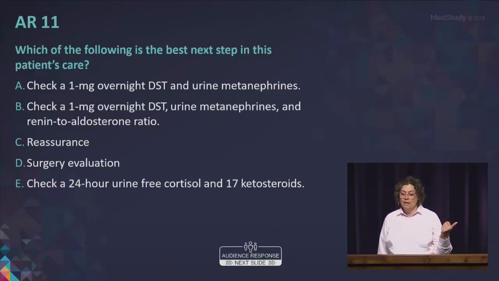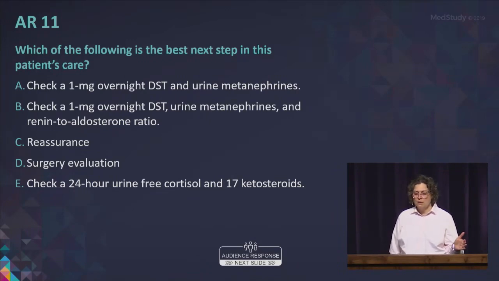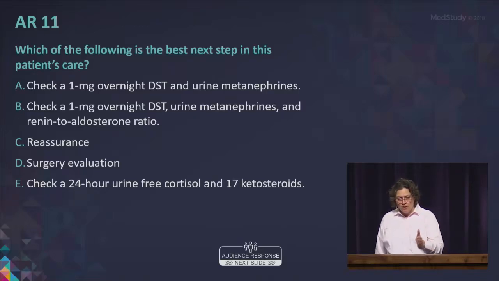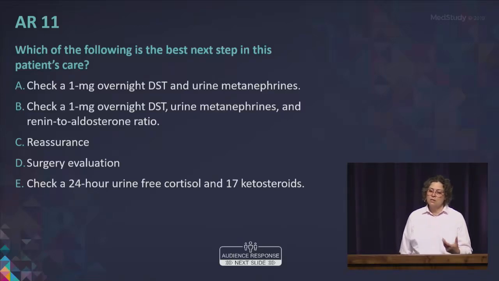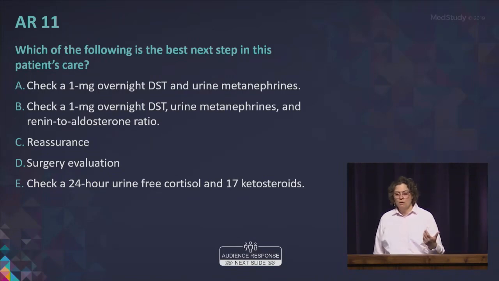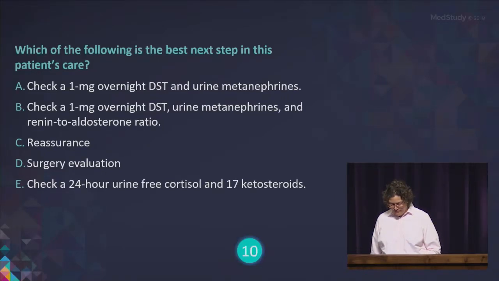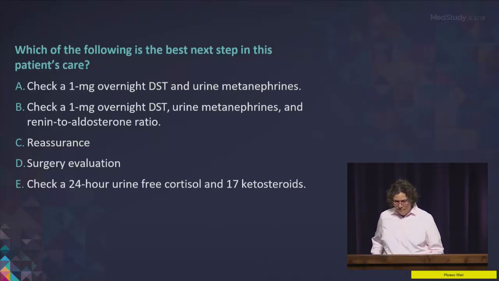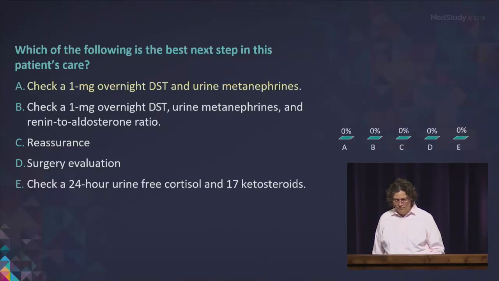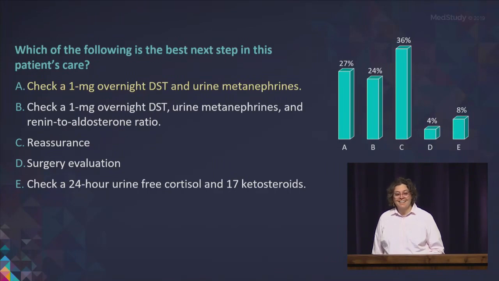Check a 1 milligram overnight dexamethasone and urine metanephrines. Check a 1 milligram overnight dexamethasone, urine metanephrines, and screen for aldosterone excess. Reassurance, send to your surgical colleagues, or check a 24-hour urine free cortisol and 17 ketosteroids. So the answer is A.